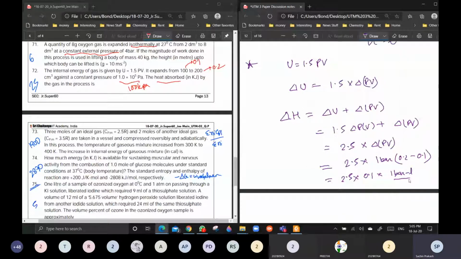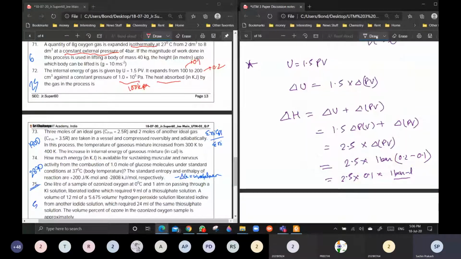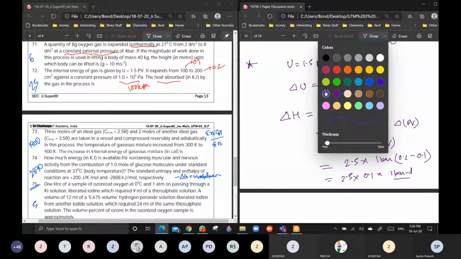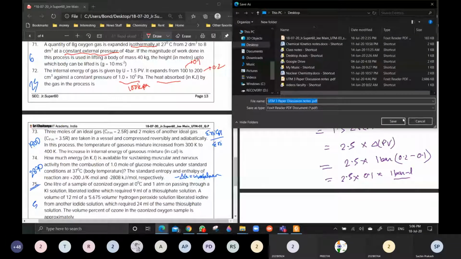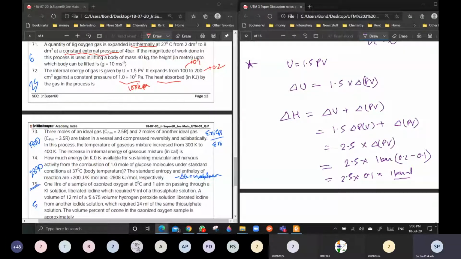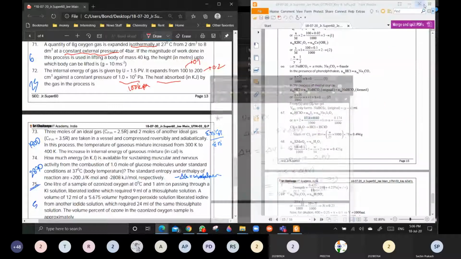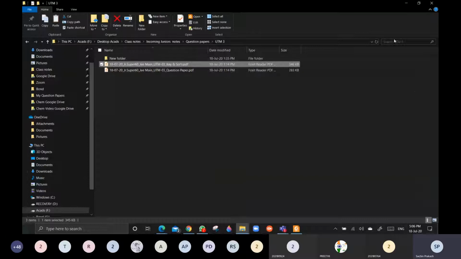Okay. This is the problem which is coming very frequently. So, I have to save it. Some glitches are there.